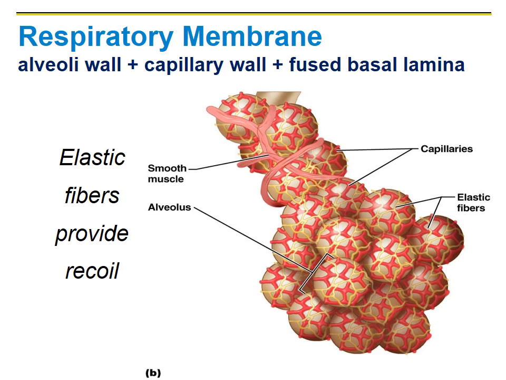The simple squamous epithelia of the alveolus wall, the simple squamous epithelia of the capillary wall, both stuck together at a fused basement membrane. This is as thin as we can get in the human body and still go between two organ systems.